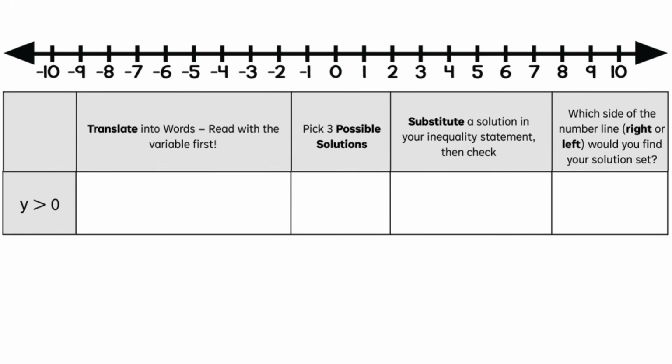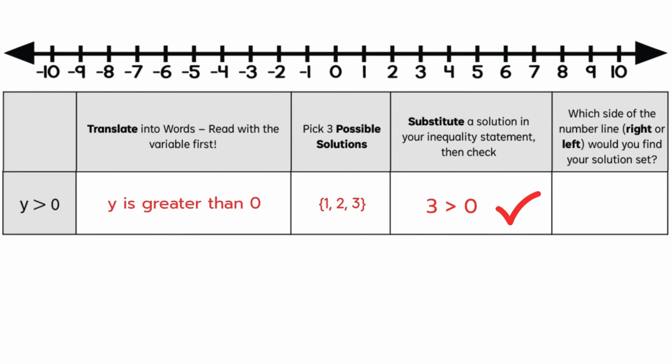All right, our next example says y is greater than 0. So write that in word form. Y is greater than 0. Now let's pick 3 possible solutions, 3 integers that are greater than 0. We have 1, 2, 3. All of our positive integers are greater than 0. Now let's substitute one of our solutions. Instead of writing y, let's pick one of our numbers. Let's pick 3. Is 3 greater than 0? Yes, 3 is greater than 0.